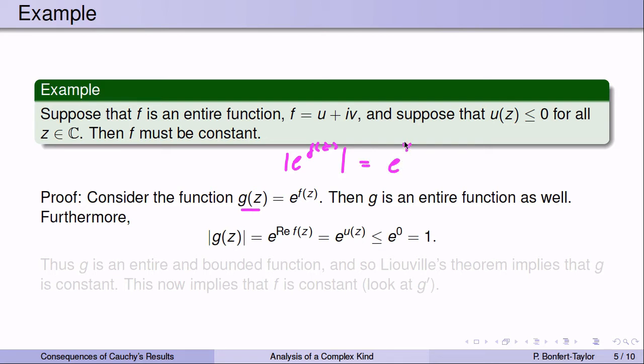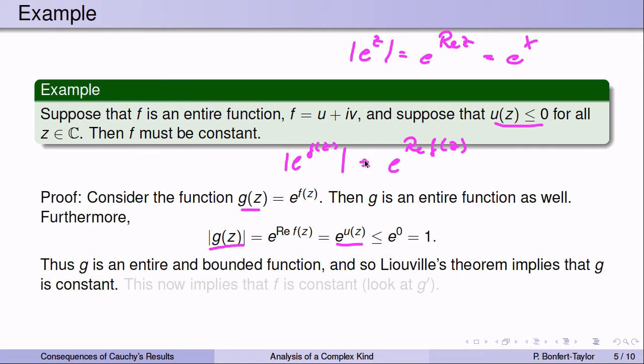is e to the real part of f of z, because we proved in general that the absolute value of e to the z is equal to e to the real part of z, or e to the x. But the real part of f of z, that's u of z, so the absolute value of g of z is e to the u of z. And we assumed that u of z is less than or equal to 0 for all z. So this exponent here is less than or equal to 0. It's a real number that's negative or non-positive. And therefore, that's less than or equal to e to the 0, which is 1. So now we know this function g is bounded. It's an entire and bounded function, and therefore by Liouville's theorem, g must be constant.